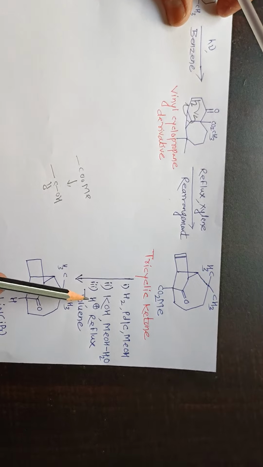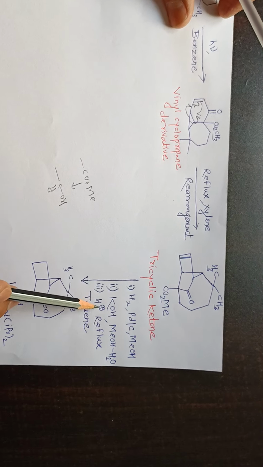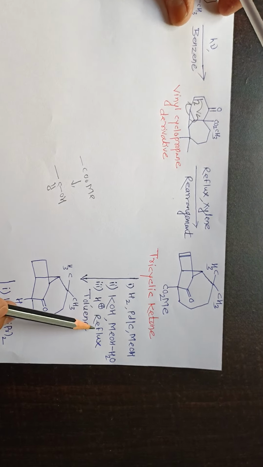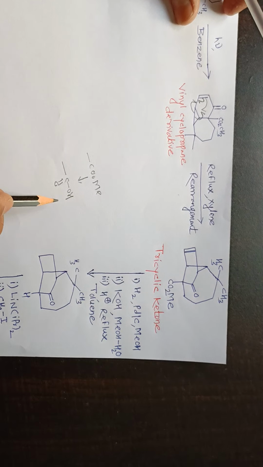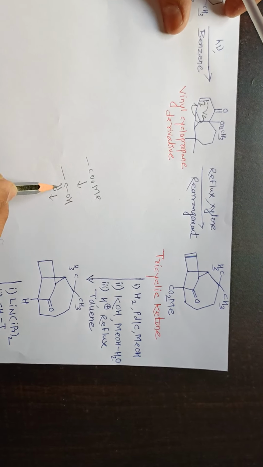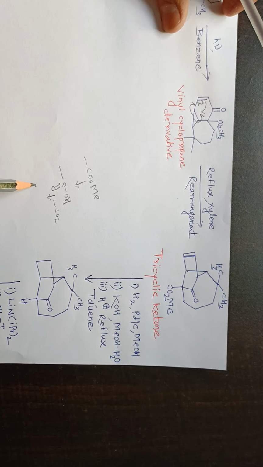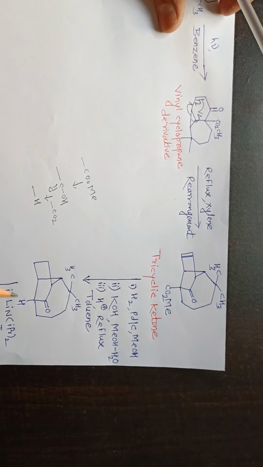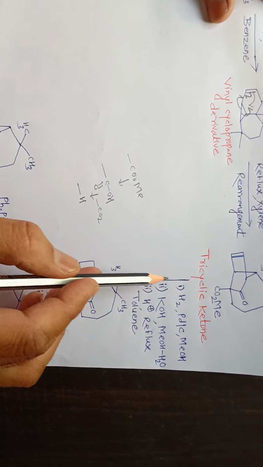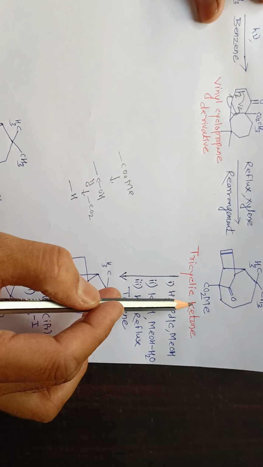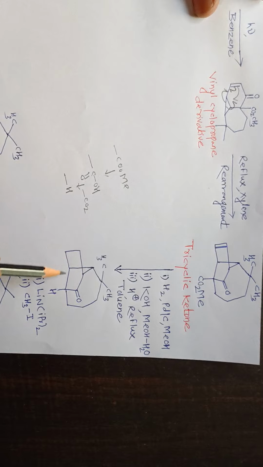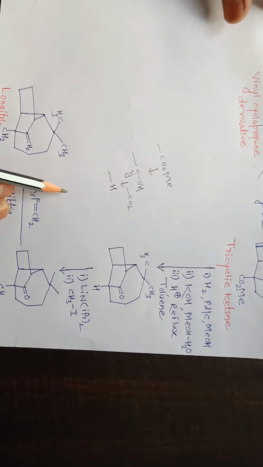In next step, that acid compound was allowed to react with H plus under reflux condition. So this is simple decarboxylation reaction. Here that acid will react with H plus, there is loss of CO2 and there is formation of hydrogen. So under these three steps, that tricyclic ketone will convert into this type of simple ketone compound.